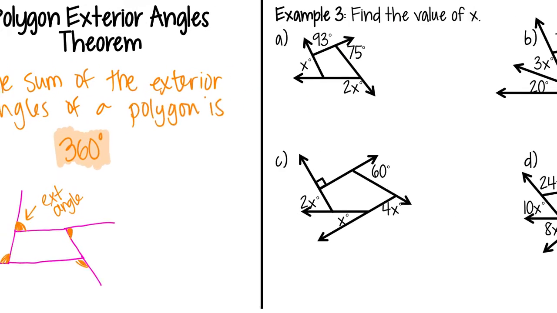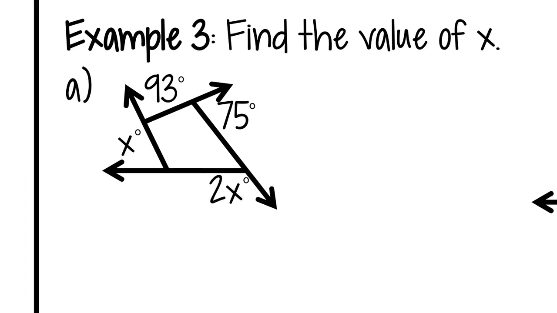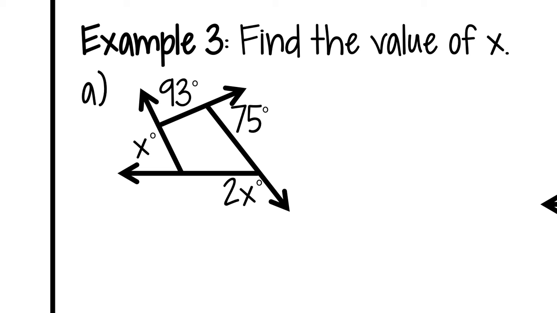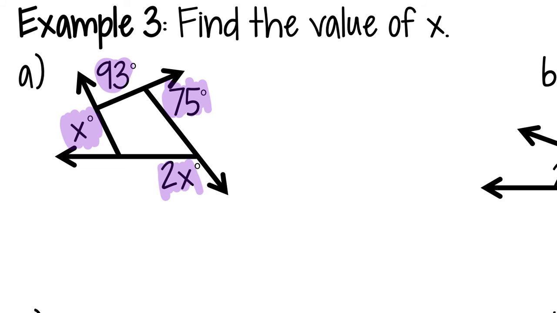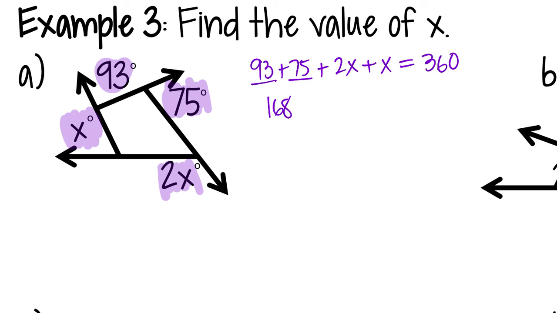Okay, so let's look at our examples. What they're going to have us do is solve for x. This one here has 4 exterior angles, and I know that their sum needs to be 360. So let's add all of these up. 93 plus 75 plus 2x plus x needs to equal 360. I'm going to combine like terms, so these first 2 can go together. That's 168. And then these 2 both have x's, so those can go together.